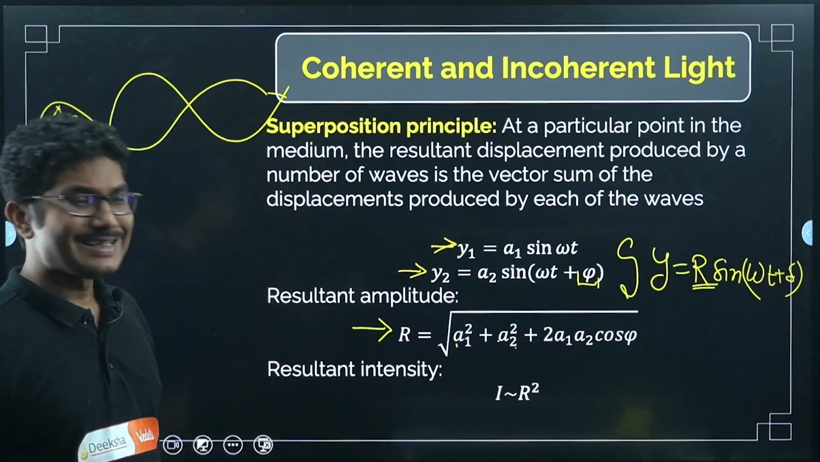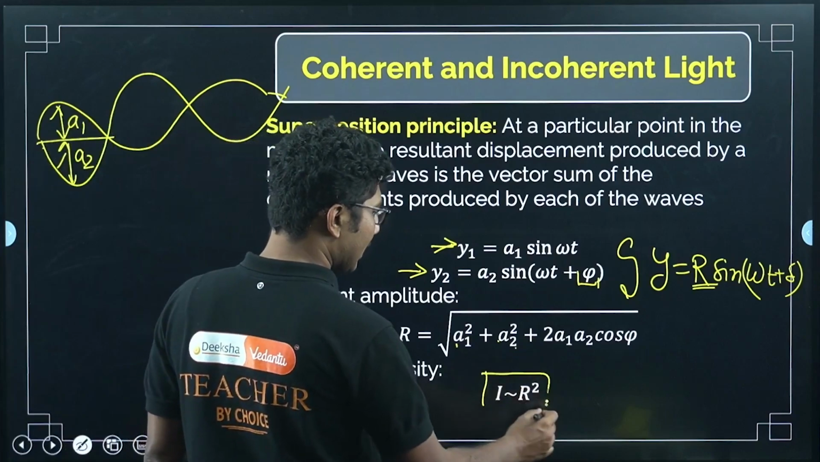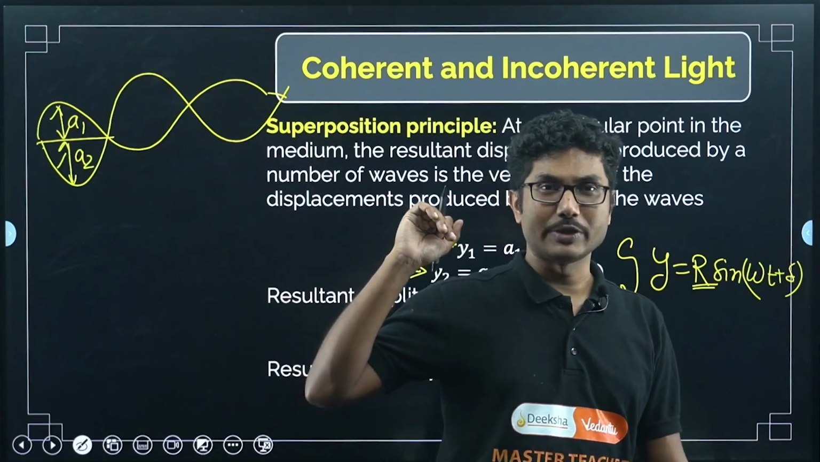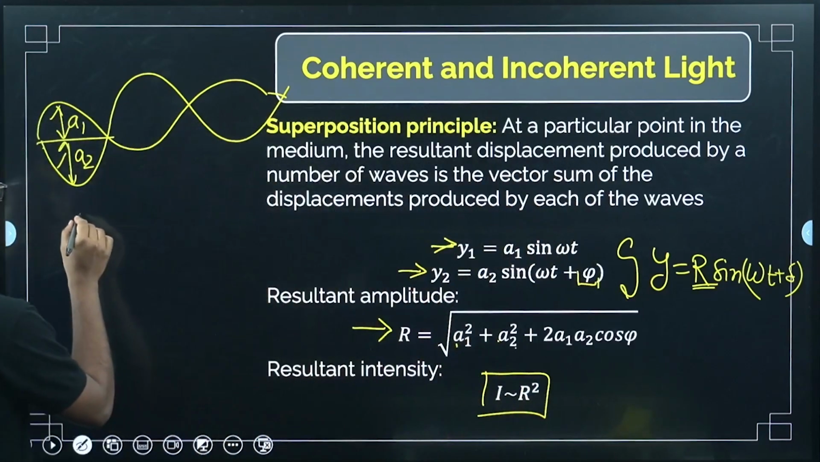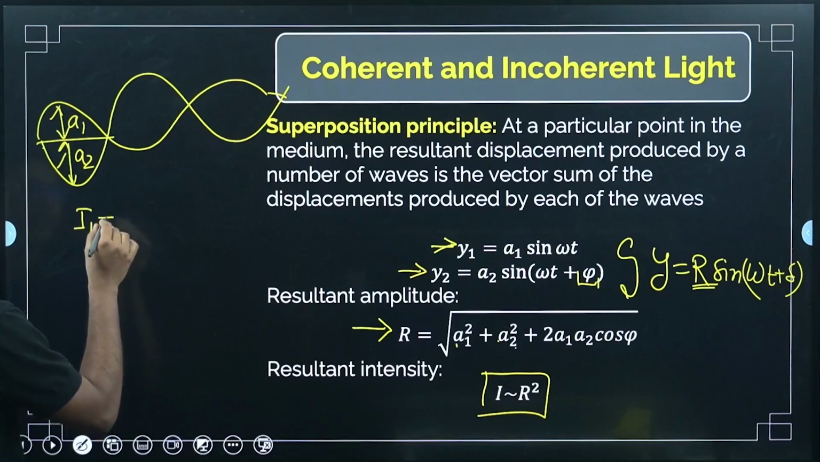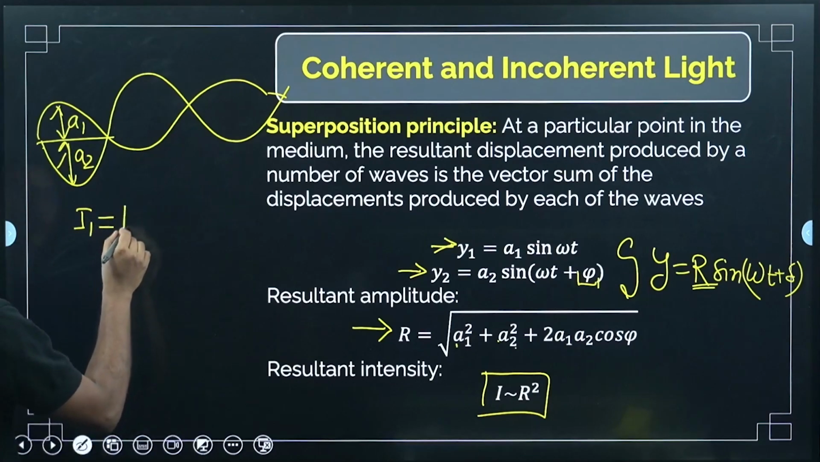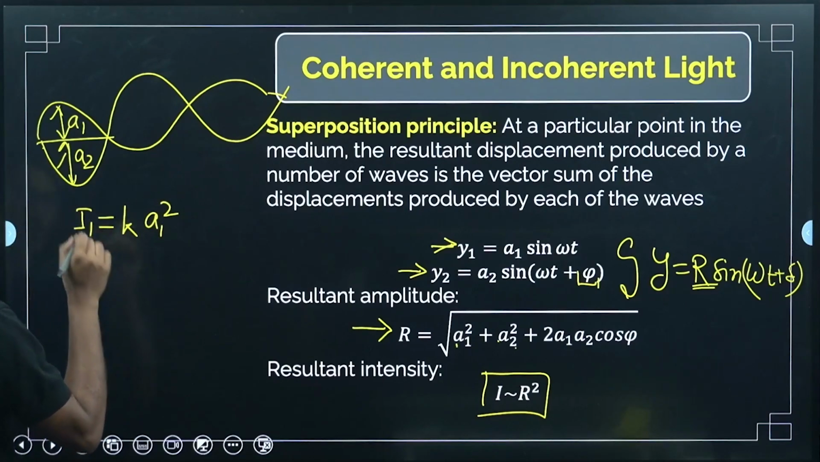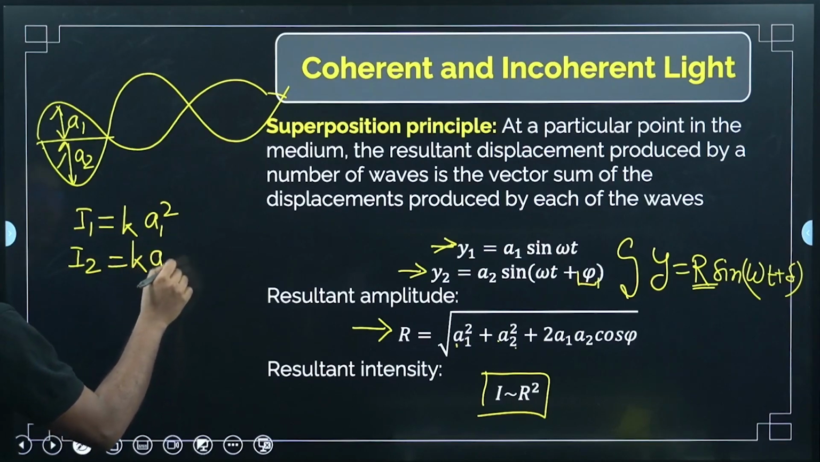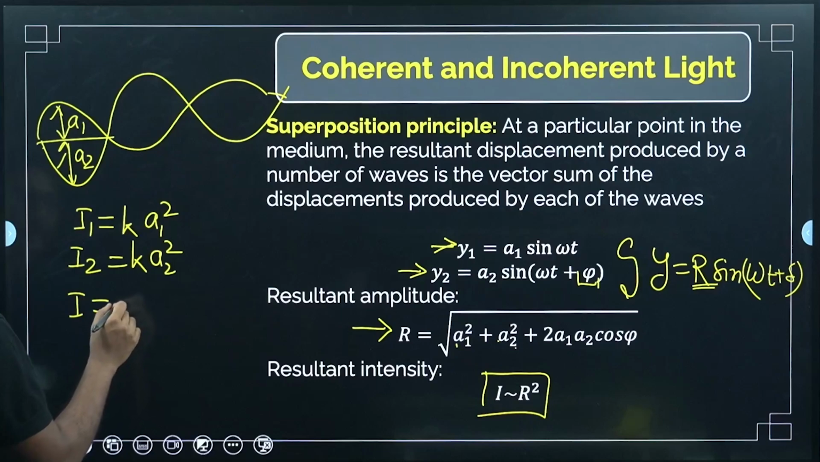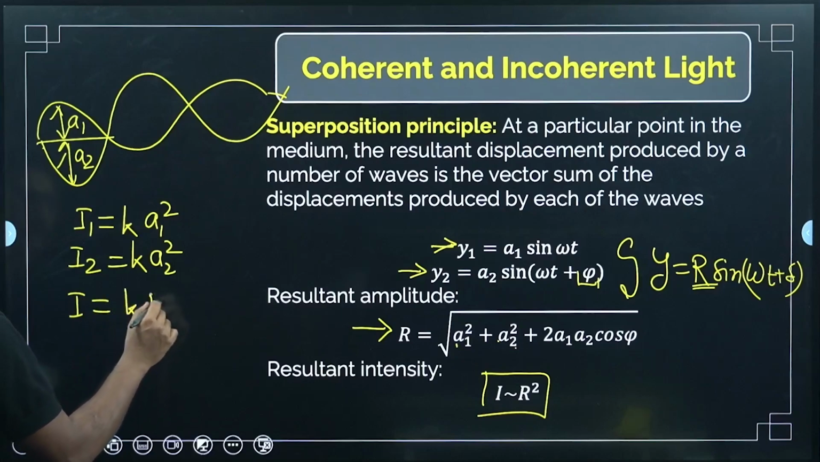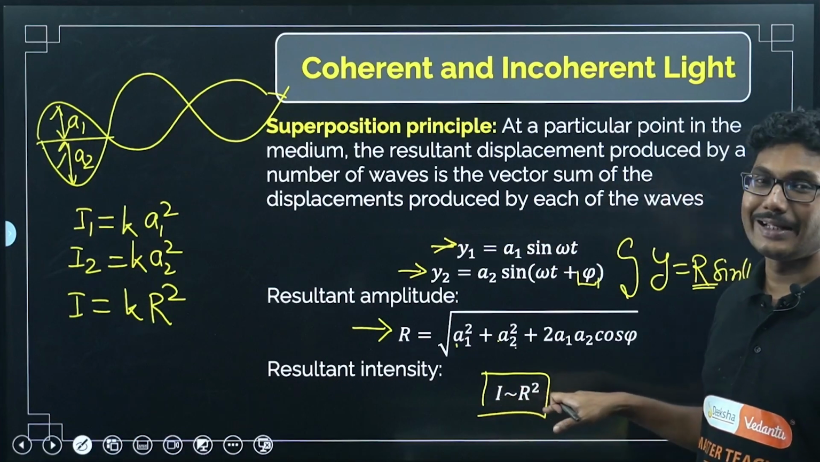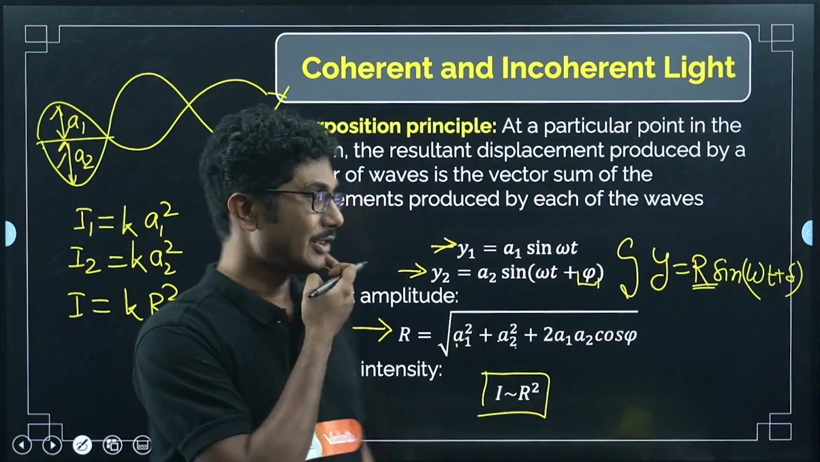The resultant intensity is proportional to r square. Now intensity of a wave is always proportional to the square of the amplitude. You should remember that. So for example, what is the intensity of y1? Intensity I1 is k a1 square, where k is a proportionality constant. What is the intensity I2? I2 is k a2 square. What is the total resultant intensity? Resultant intensity is k r square. I varies with r square, a linear relationship.